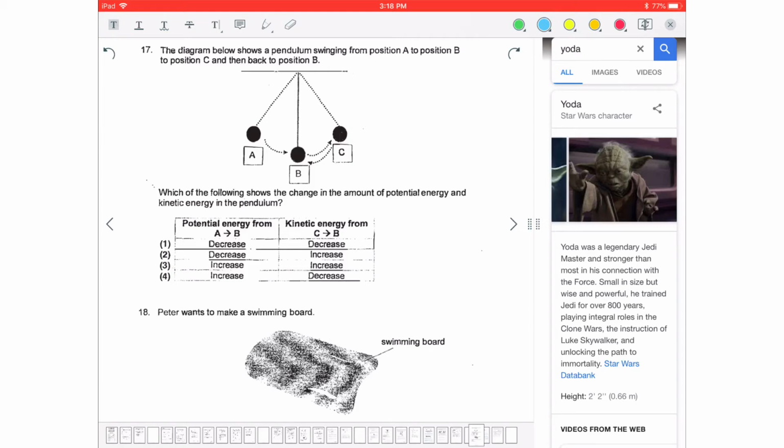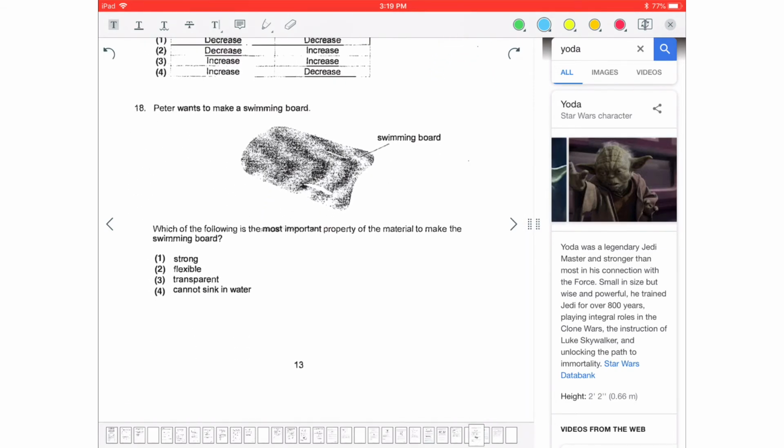Okay, we have a pendulum swing. Which of the following shows the change? Okay, so from A to B. A to B, its potential energy will decrease because it's from high to low, so it's either 1 or 2. And the kinetic energy, A to B, is it increase or decrease? Yeah, it's 2.